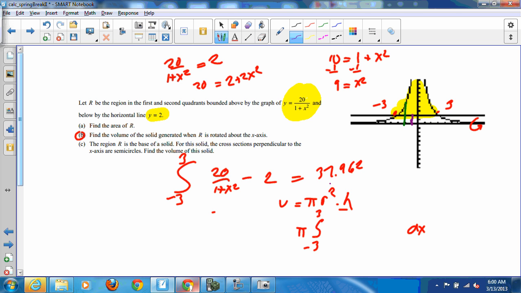So since we're squaring it, switch back here, we'll say that we have what? 20 over 1 plus x squared, all of that squared, minus 2 squared, and we should be good to go.